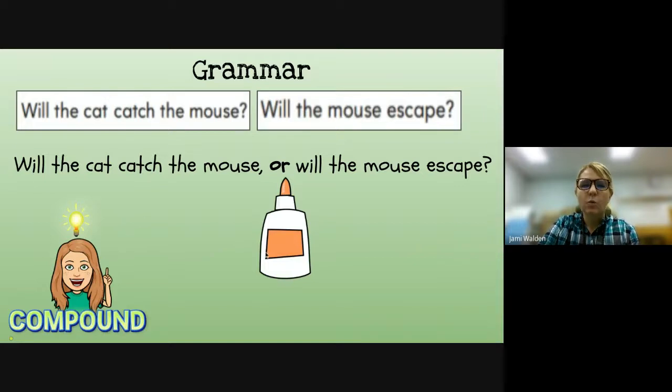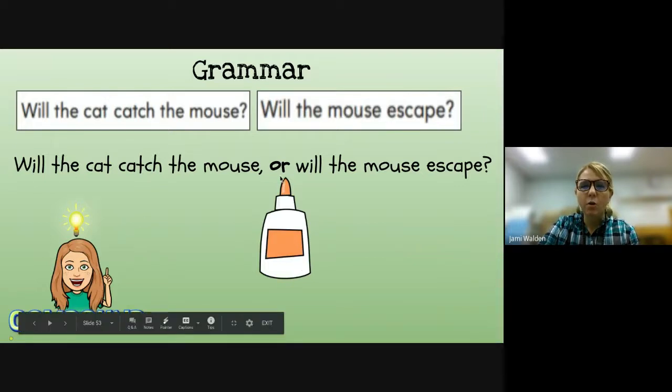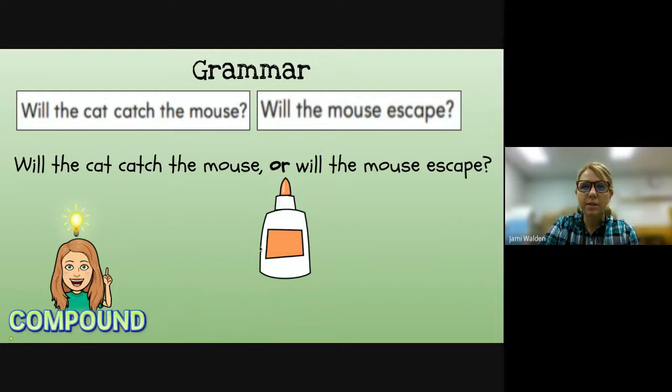Yes, we used our conjunction or, our glue word or, to join these two short sentences. Will the cat catch the mouse, or will the mouse escape? Notice how my punctuation and capital letters changed when I joined the two short questions.